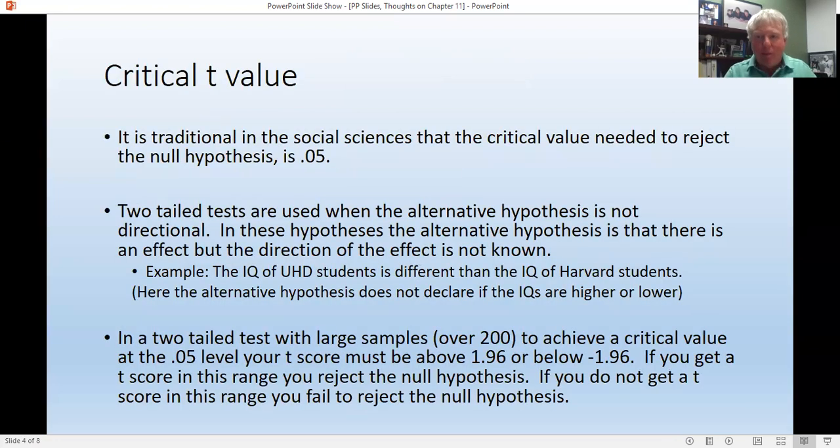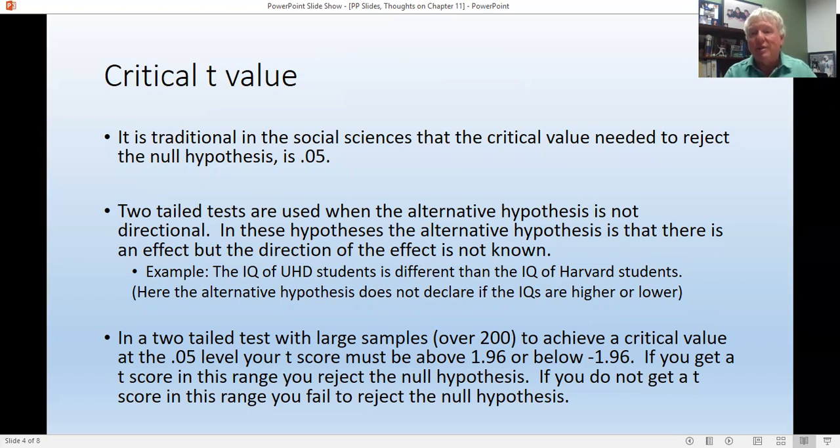Now, the t-score, remember we said the t-score is what we use to determine if those difference of means, if the null hypothesis can be rejected or not, okay? So in social sciences, it's traditional that the critical value to reject the null hypothesis is at the 0.05 level, okay? That's in social sciences. That includes nonprofit management, public administration, government, sociology, all social sciences. The normal critical value is 0.05.